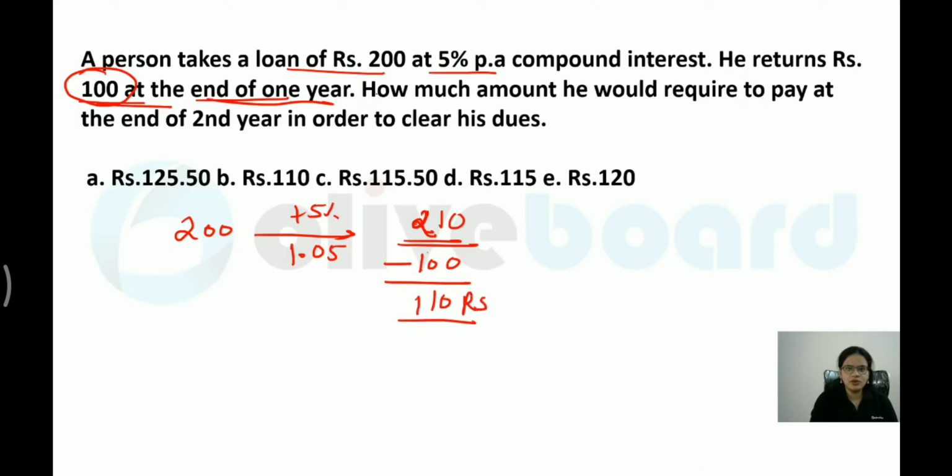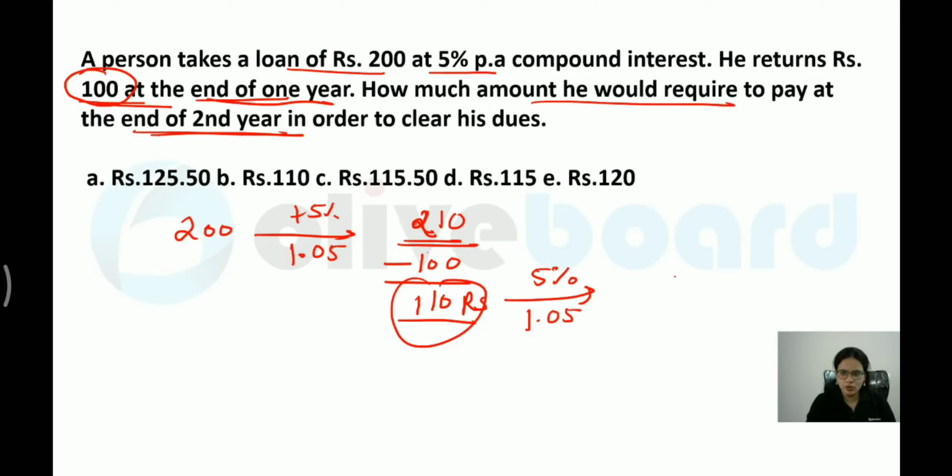Now, what they have given you, how much amount he has to pay at the end of the second year. Now, this is the remaining amount. So, again, I have to apply 5% on this. So, what will you write? 1.05 again over here. So, what would be the value? You can check out the value over here. It will become 115.5 over here. Okay, so that is how you have to calculate the remaining amount in this case. So, that is 115.5. That is what he has to pay to clear his debt. Are you getting it?